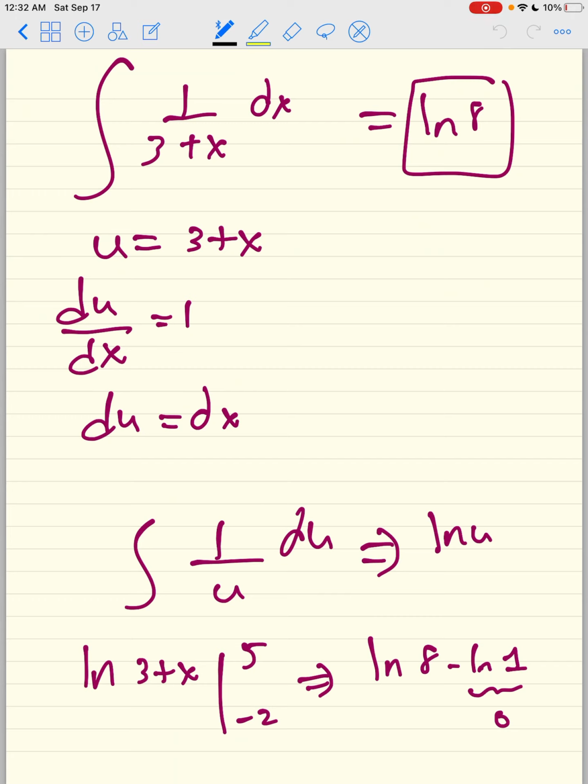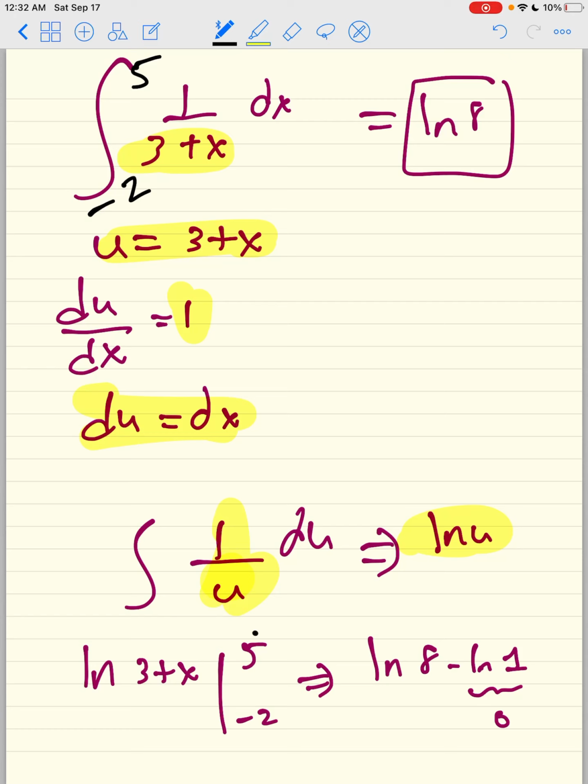This is a quotient. You can't do quotients. Make the bottom u, the derivative of 3 plus x is just 1. du equals dx. 1 over u, who gives me 1 over u? ln of u. I didn't put a plus C because, again, on my paper, I put bounds.